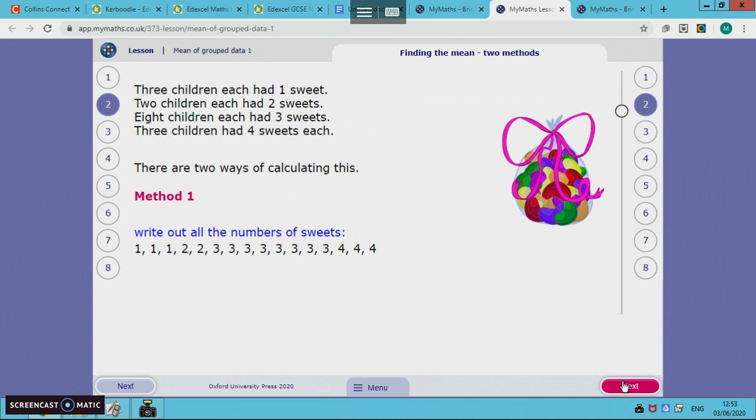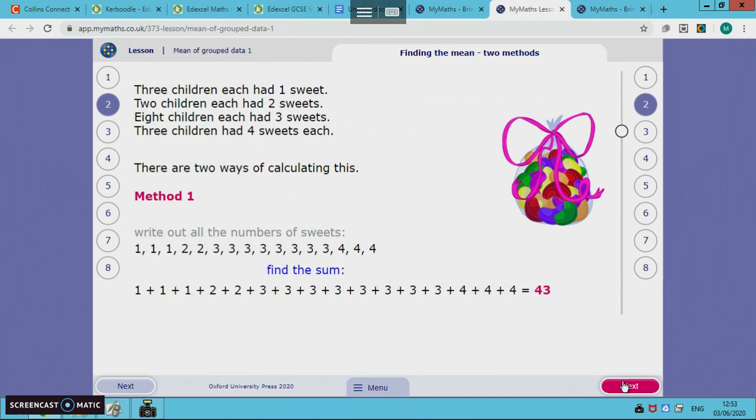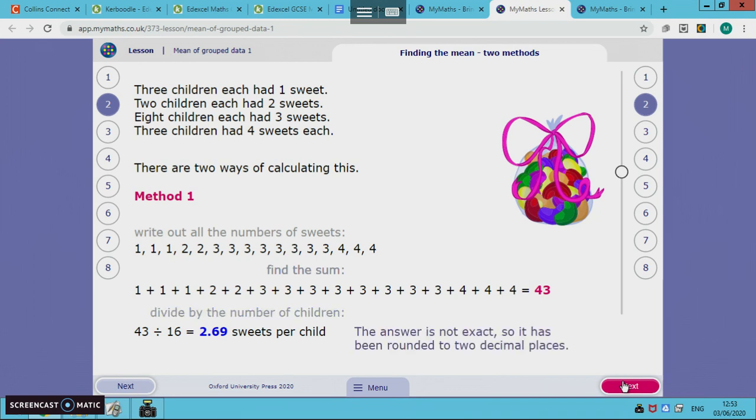Instead of it looking like that, you've got it in a list, which is probably what you're more used to seeing. You find the mean: you add that all up, 43, and divide it by how many children there were, which was 2 plus 3 plus 8 plus 3, which was 16, and you get 2.69 sweets per child. You'd usually round it to a decimal. You wouldn't use intuitive rounding where you think, I can't get 0.69 of a sweet. You don't need to think about that sort of thing. 2.69 is your answer. It's not exact, so it's been rounded to 2 decimal places, and that's absolutely fine.